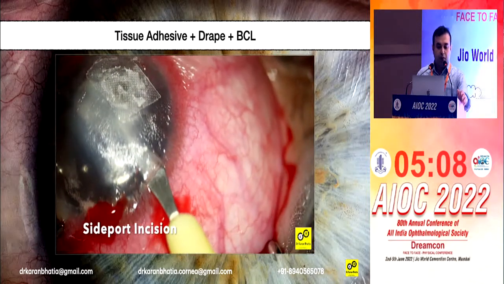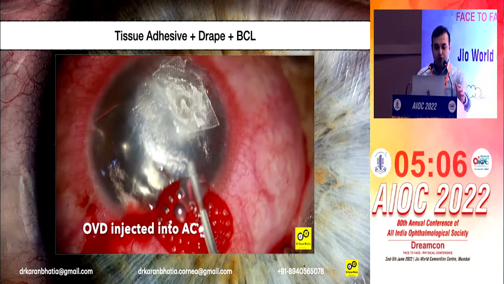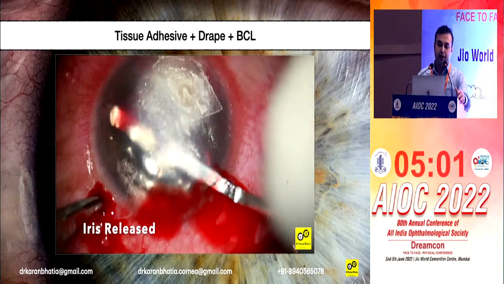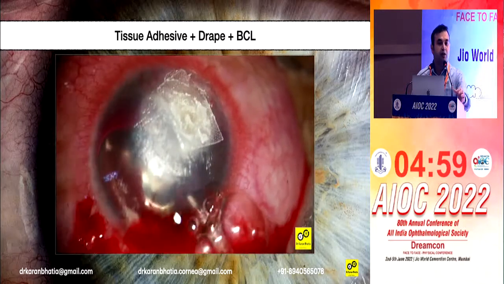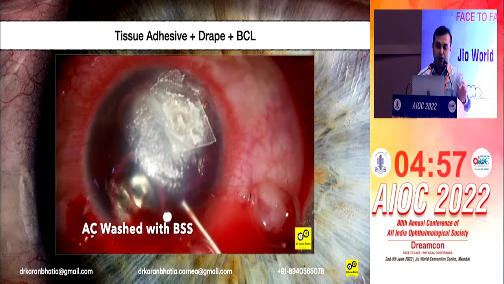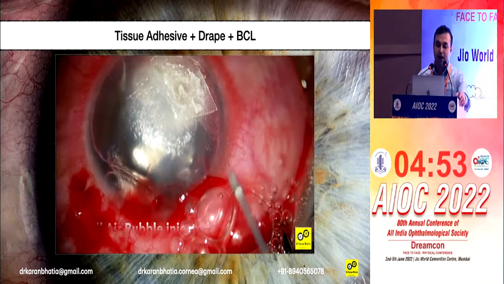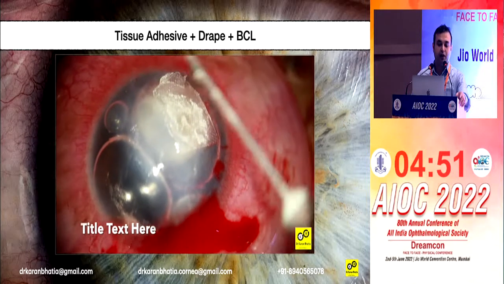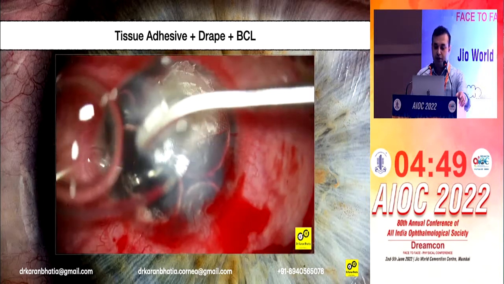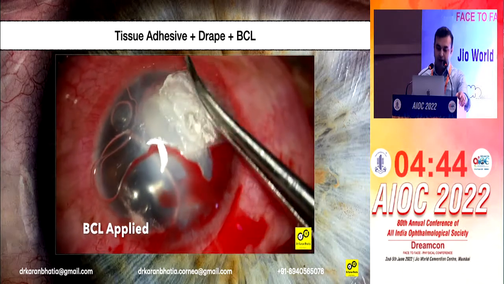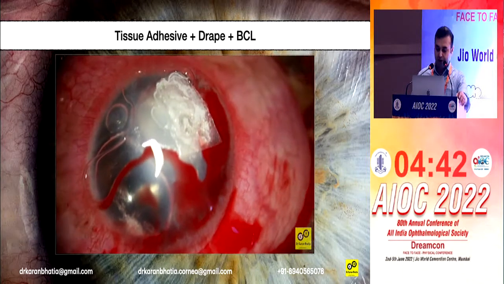Since it was not forming, I made a side port. The air was not forming completely, so I put in a little bit of OVD and then released the synechiae as well. So you can see how stable this is. It's almost like a new, opaque cornea that has been put there. At the end of it, after washing out the OVD, a full air bubble was put. The antibiotic was put inside the eye as well. After putting a drop of glue again, the BCL was applied.